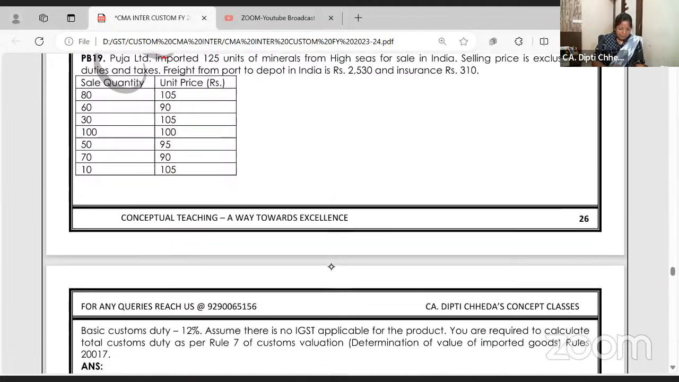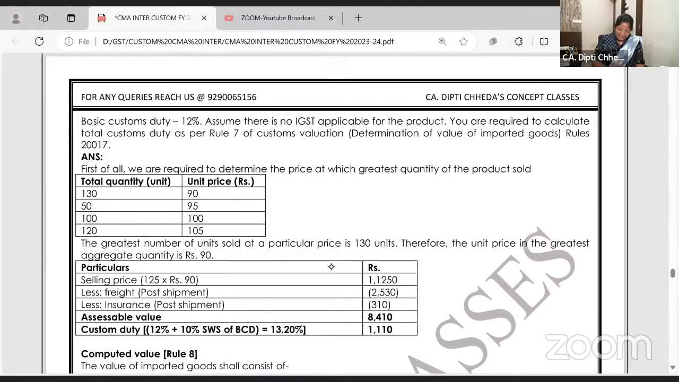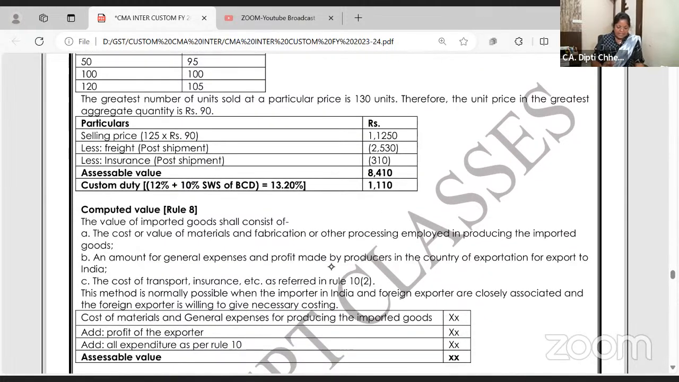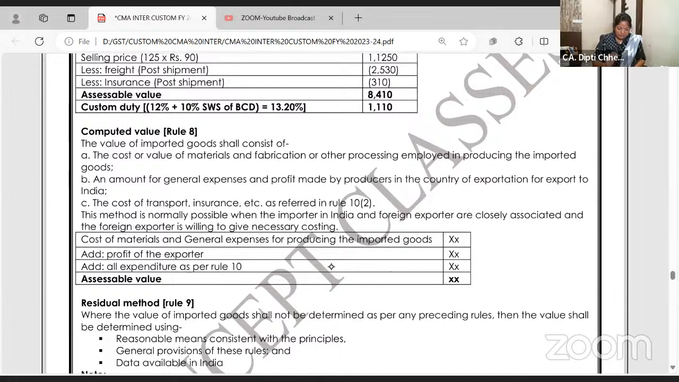Same, one more problem is there, the 19th, you can do it. Exactly the same. But here in the selling price, finally, post shipment, once you clear it, again you incur freight, no, from the port to your factory. Insurance also on road in India, that is given. So you get the accessible value and charge.